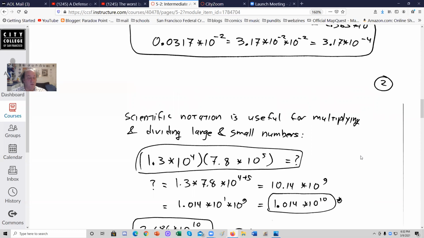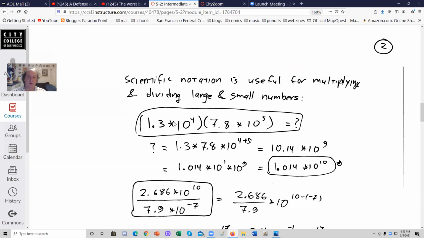Now, in addition to writing very large and very tiny numbers, scientific notation also helps to divide and multiply these numbers, because the powers of 10 take care of what all the zeros are doing. 1.3 times 10 to the fourth times 7.8 times 10 to the fifth. What's that? Well, okay, we multiply the mantissas, 1.3 times 7.8. We also multiply the orders of magnitude. 10 to the fourth times 10 to the fifth is 10 to the 4 plus 5.